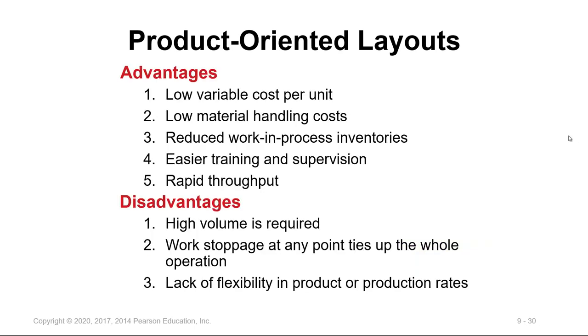These types of layout have advantages and disadvantages. The advantages are the low variable cost per unit, the low material handling costs, the reduced work in process inventories, easier training and supervision, and rapid throughput. The disadvantages are that high volume is required. If I don't have high volume, then it's not going to work. The work stoppage at any point ties up the whole operation. If I stop at a certain place, that will tie up the whole operation. And there is a lack of flexibility in product or production rates.